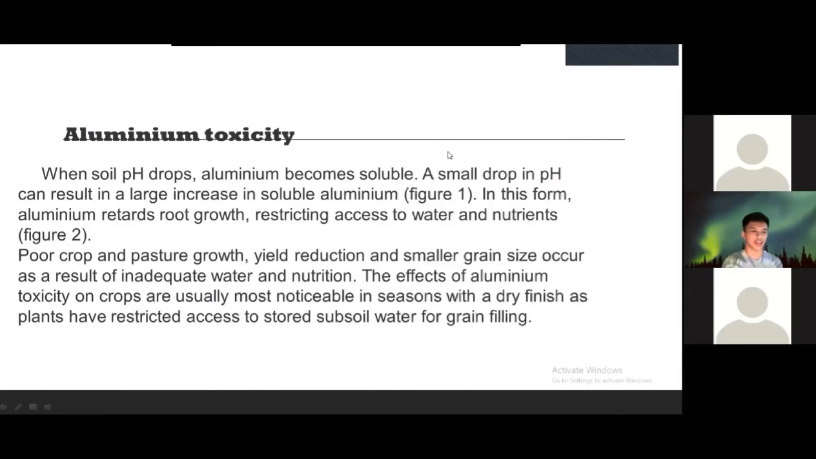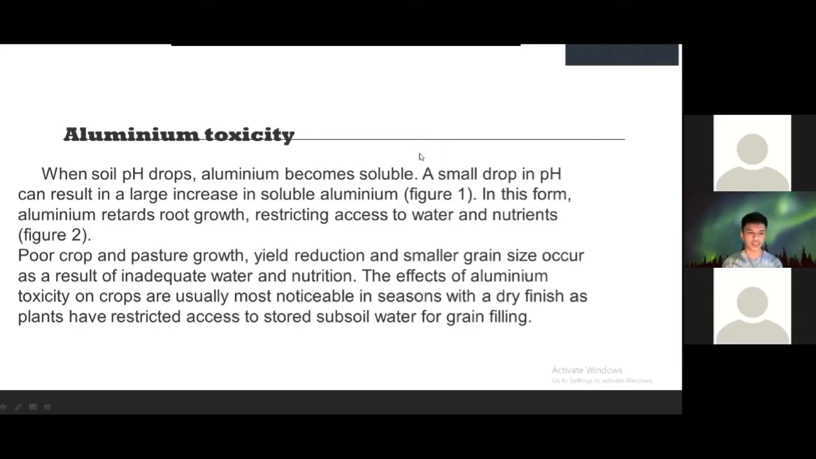Aluminum toxicity. When soil pH drops, aluminum becomes soluble. A small drop in pH can result in a large increase in soluble aluminum. In this form, aluminum retards root growth, restricting access to water and nutrients. Poor crop and pasture growth, yield reduction, and smaller grain size occur as a result of inadequate water and nutrition.